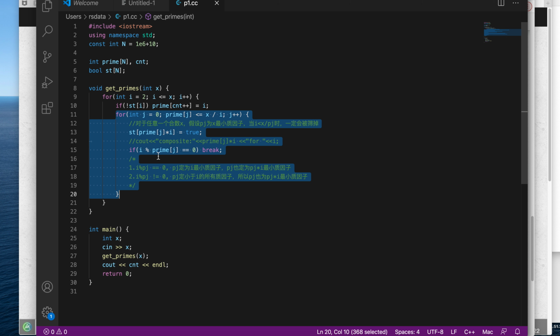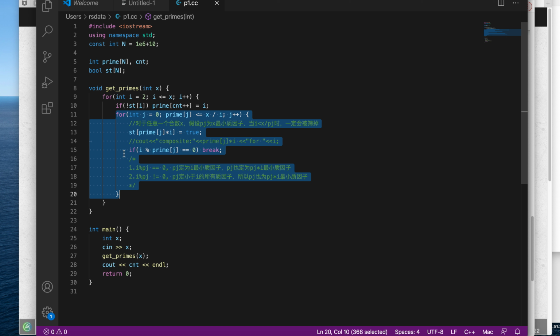And if you are actually dealing with another prime number, if i mod prime equals 0, basically this prime number is already a factor of i. So prime j is the smallest prime factor. You will break and continue to the next i.